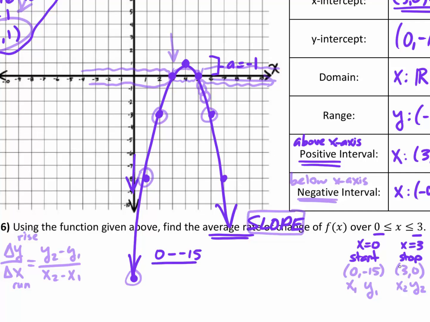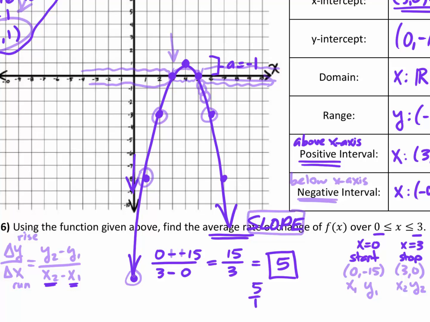On the bottom, x2 is 3, so I'm dealing with this right now. And I'm subtracting x1 right here, which if we go over is 0. So 0 minus a negative 15 makes positive 15 because we just subtract a negative, it makes a plus. And that is over 3 minus 0, which is 3. 15 divided by 3 is equal to 5. So what we're saying about this graph is that the slope to get from this point here to this point up here is 5, or 5 over 1.